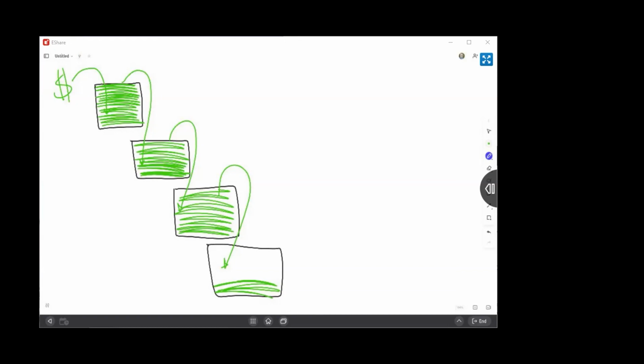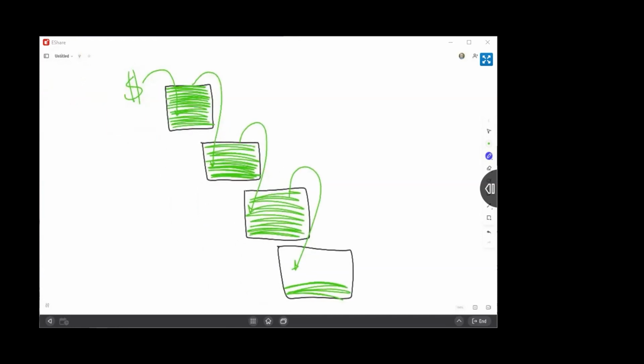But this is how you should think about an actual waterfall itself. So let's talk about this just a little bit. Let's bring this more towards the middle here, because we could answer a lot of the questions we talked about, like what are waterfalls and hurdles and equity splits, with this illustration right here.